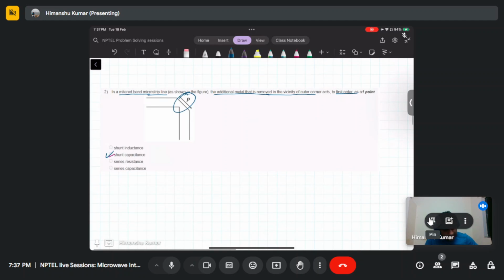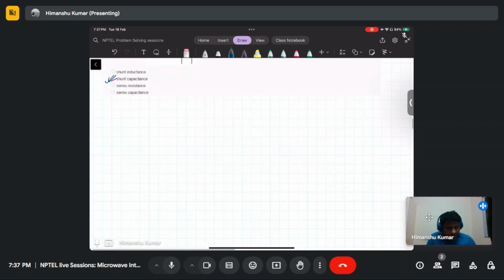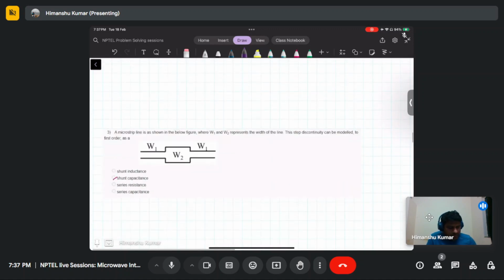So the correct answer will be the second one, which is shunt capacitance. So let's move to this line. A microstrip line is shown in the figure below, where W1 and W2 represent the width of the line. The step discontinuity can be modeled to first order as a shunt capacitance. Basically, this will behave as a capacitance.